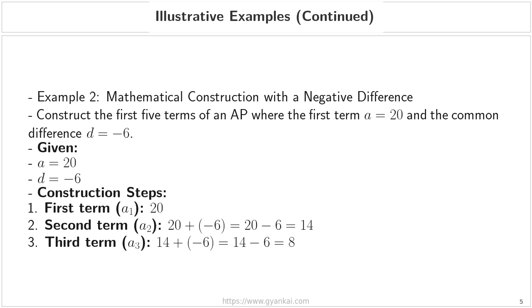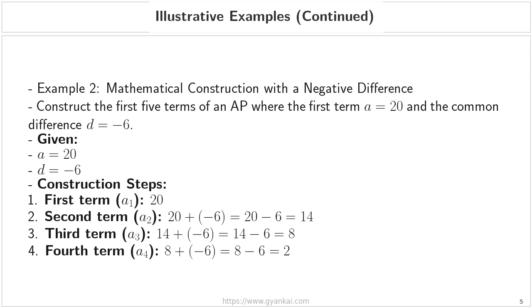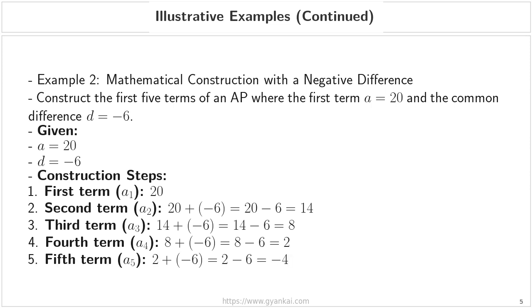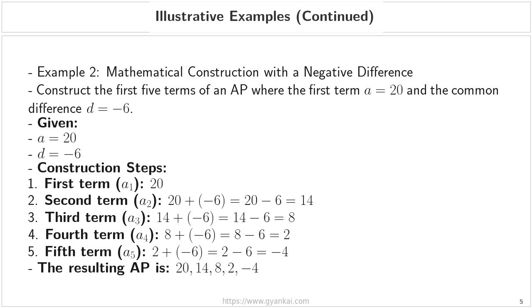Step 3, to find the third term, a sub 3, we take our new second term and add the common difference again. That is 14 plus -6, which simplifies to 14 minus 6, resulting in 8. Step 4, for the fourth term, a sub 4, we repeat the process. 8 plus -6 or 8 minus 6, which leaves us with 2. Step 5, finally, for the fifth term, a sub 5, we take 2 and add -6. This brings us to 2 minus 6, which results in -4. So, putting it all together, our resulting arithmetic progression is 20, 14, 8, 2, and -4.